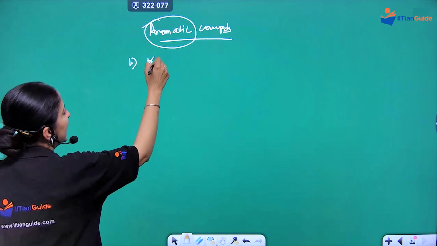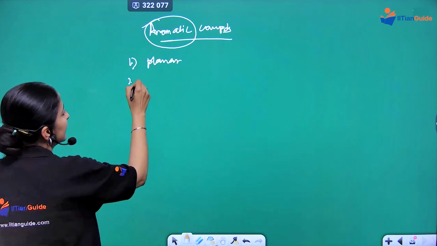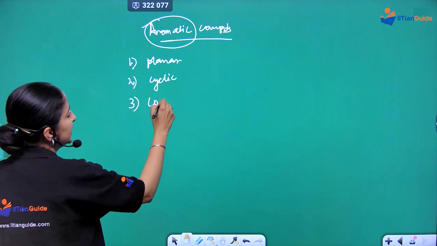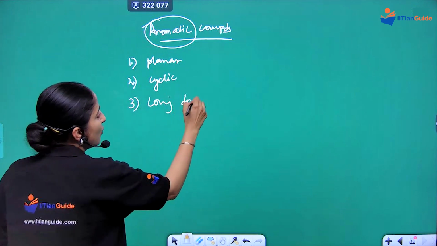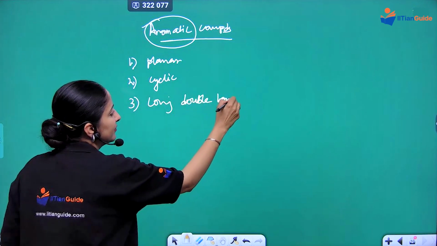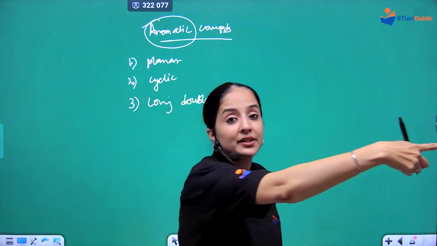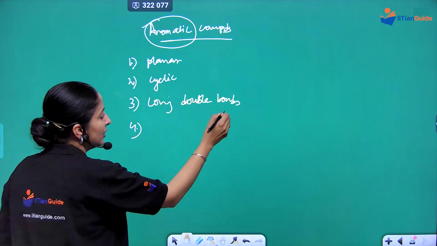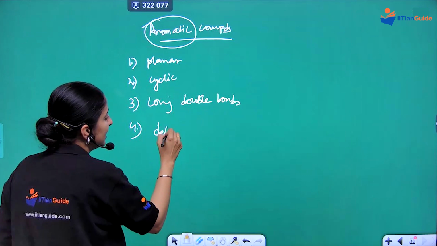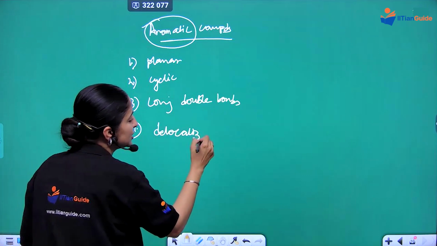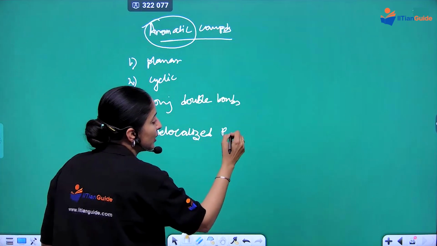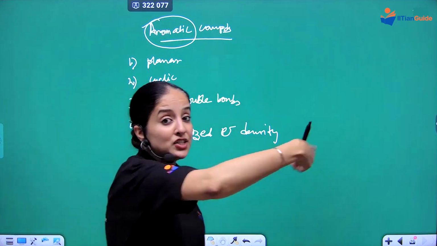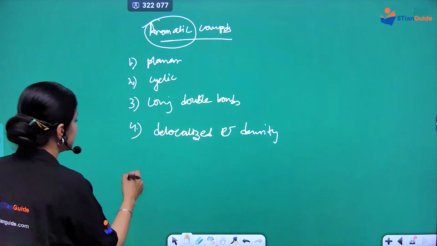So planar, cyclic, conjugated double bonds. What is conjugation? One after the other, double bonds are getting repeated, right? So conjugated double bonds and delocalized, not just conjugated double bonds, delocalized electron density is also very important. The electron density can shift.